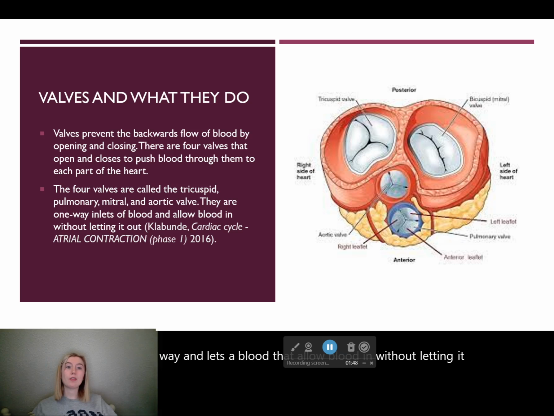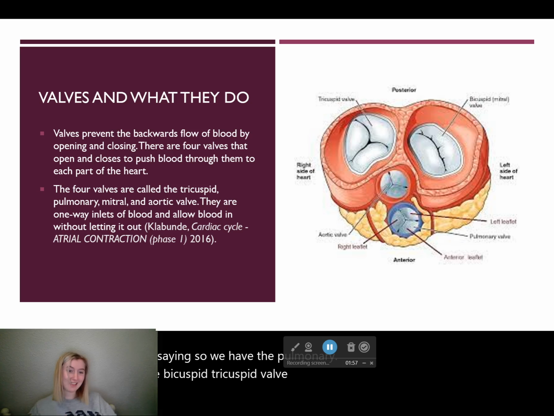So we have the pulmonary valve and the tricuspid valve that go with the right side of the heart, and then we have the mitral and aortic valve that go with the left side of the heart.